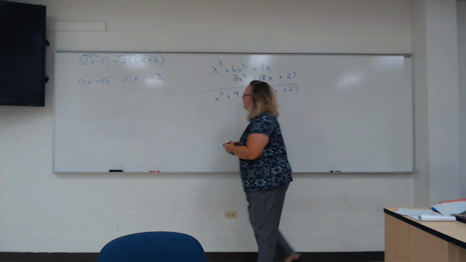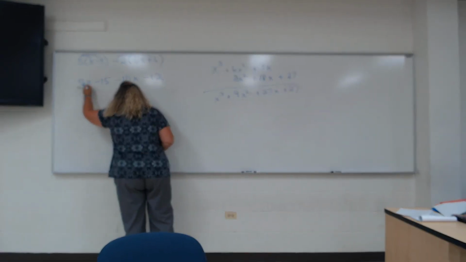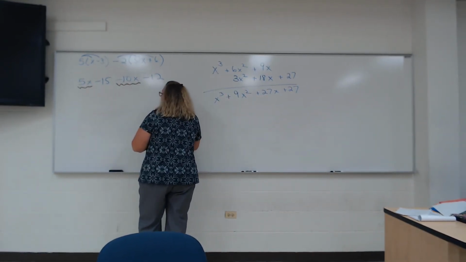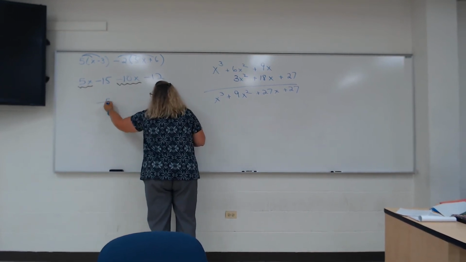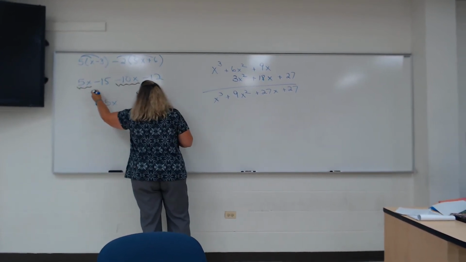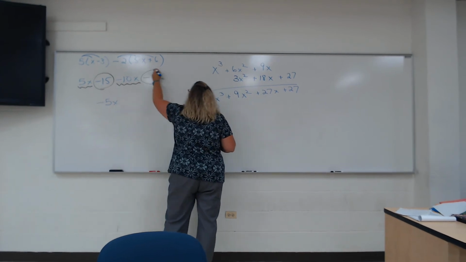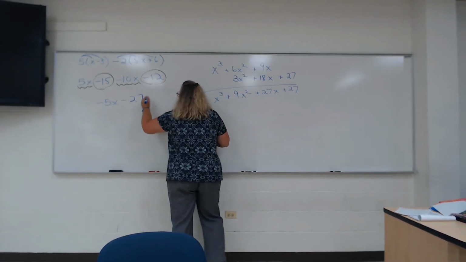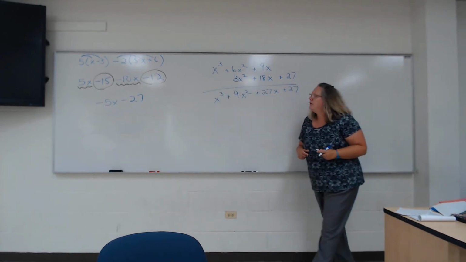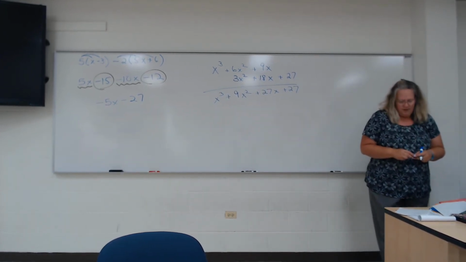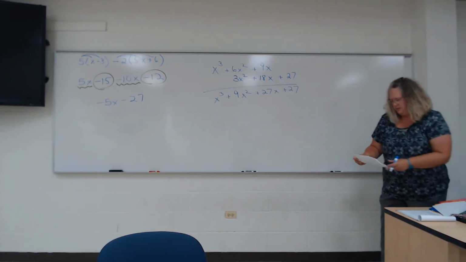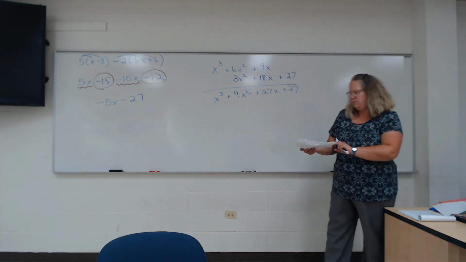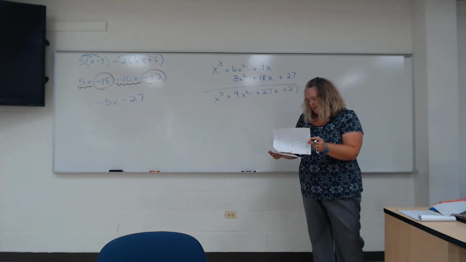Okay, and then we collect like terms. So 5x minus 10x is negative 5x, and then negative 15 and then negative 12, negative 27. Okay, that's all right.